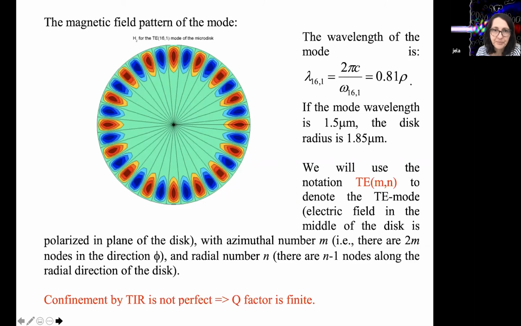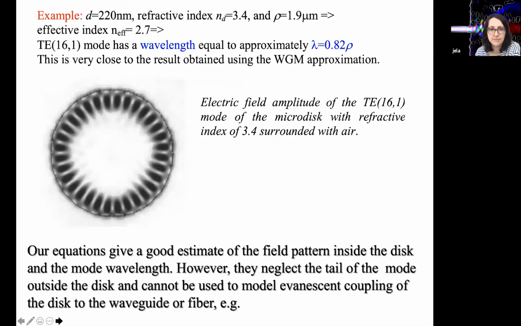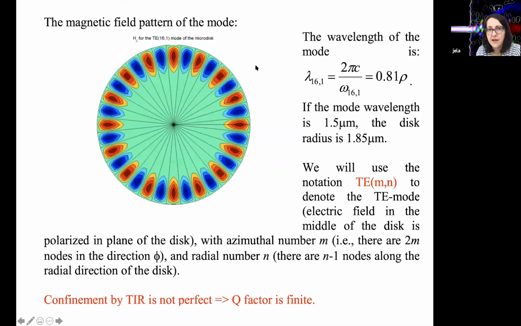And that's the idea. It doesn't give you the field outside of the disk accurately. It doesn't give you any field outside of the disk, but inside of the disk, you have an accurate field distribution, and you also have a pretty accurate value of the relation between the wavelength of the mode and the radius of the disk, which is exactly what you need if you were to go to a fabrication facility to etch disks to operate at a certain wavelength.